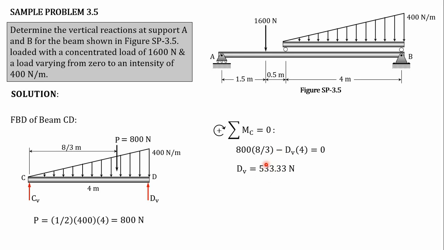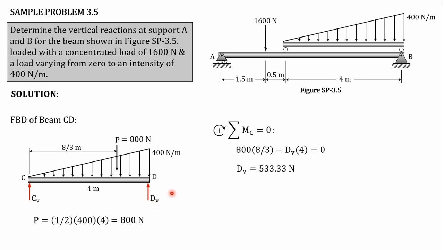Solving this equation, class, we can directly solve dV. That is equivalent to 533.33 Newton. By the way, class, when our dV is positive, it represents that the direction of the force dV is correct. If the answer for dV is negative, it represents that our assumed direction of dV is incorrect. Remember that, class.